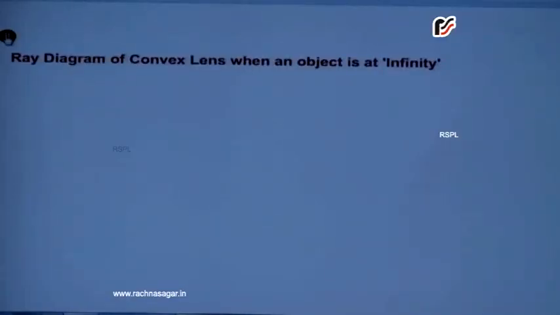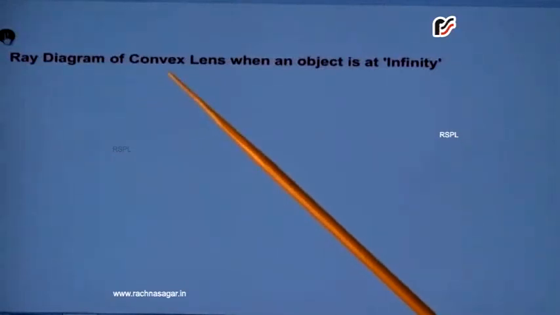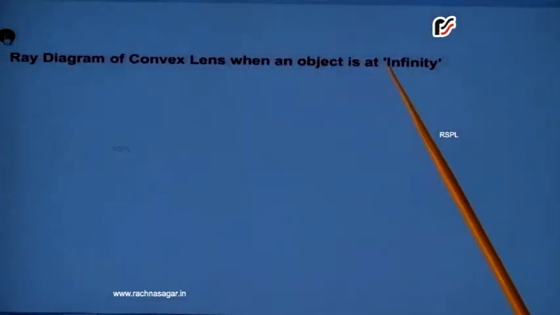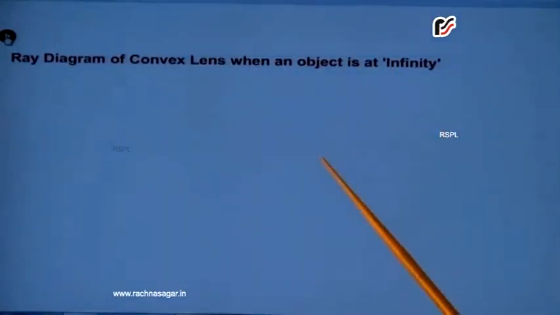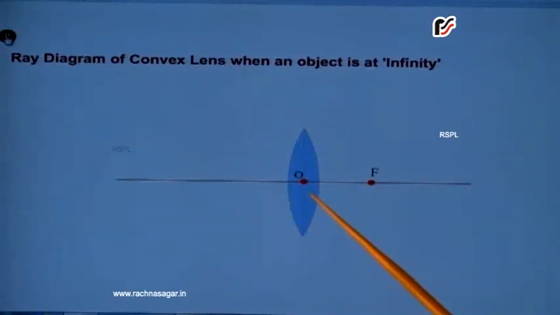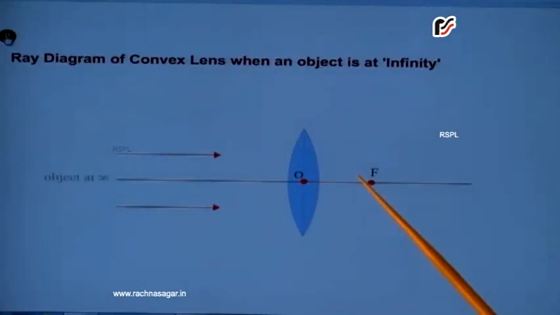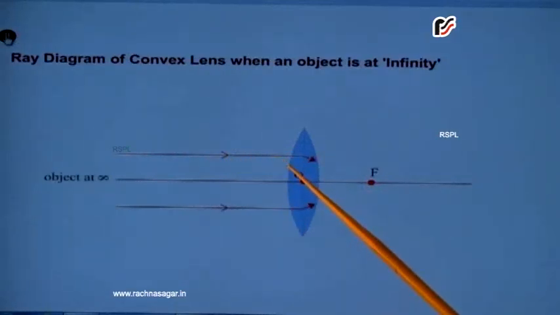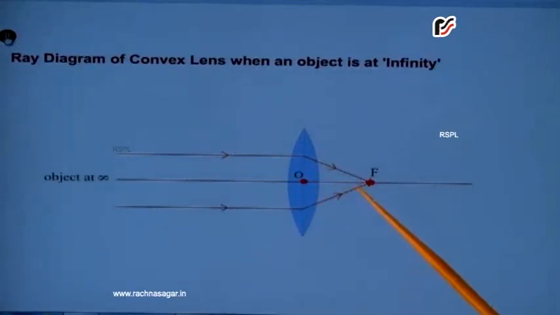Let us discuss the image formation by the convex lens when the object is placed at various positions. Here we discuss the ray diagram of a convex lens when the object is placed at infinity. There is a convex lens, principal axis, optical center, focus, and the rays coming parallel to the principal axis. After refraction through the lens, they meet at focus F. That means the image is formed at F. The nature of the image is highly diminished, real and inverted. We can also say that the size of the image is a point.